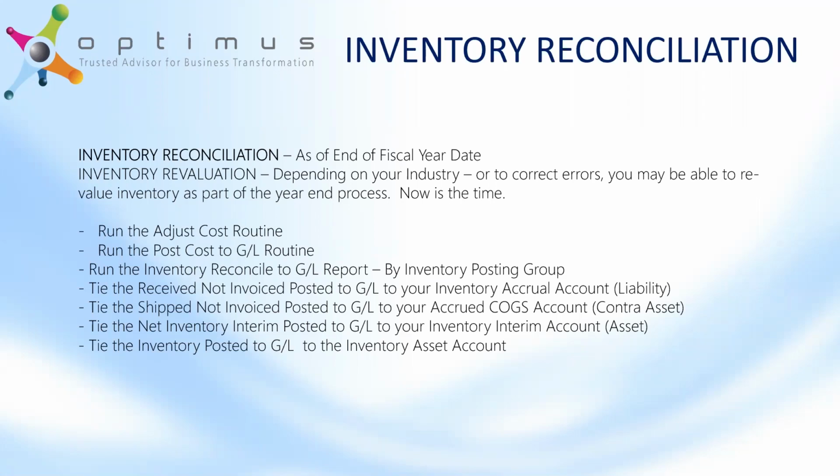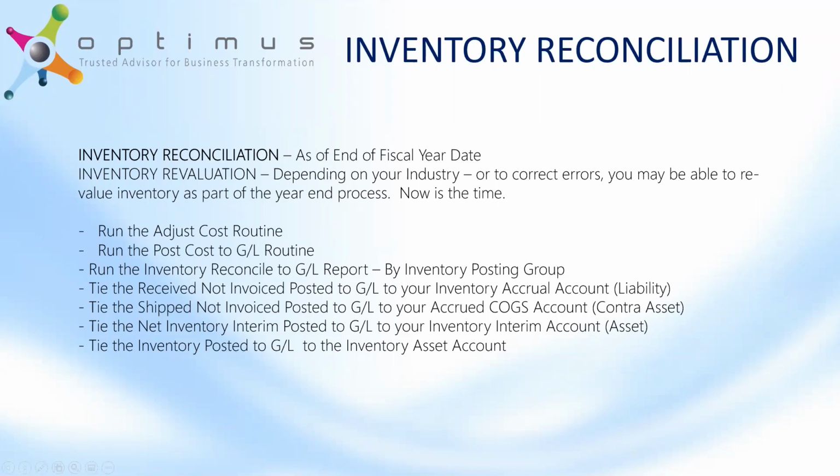And so on. Review it and check it. Specifically for those of you who just receive purchases and immediately invoice once you receive inventory, these last four tie lines won't apply. So for all the companies, run these three: run the adjust cost routine, the post cost to GL routine, and run the inventory reconcile to GL report. Then, if you are working with purchase orders and you have a big backlog of purchases, run the tie of the receipt not invoiced posted to GL to your inventory accrual account liability.